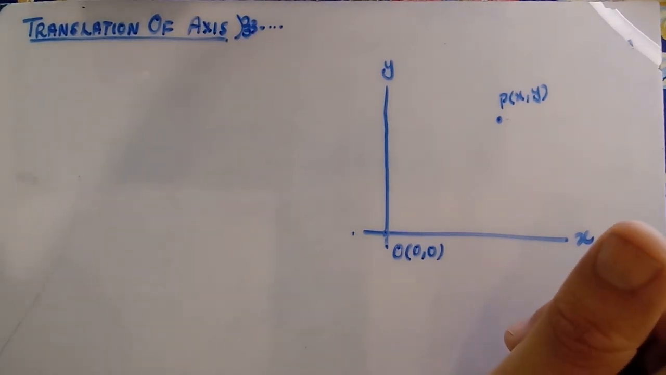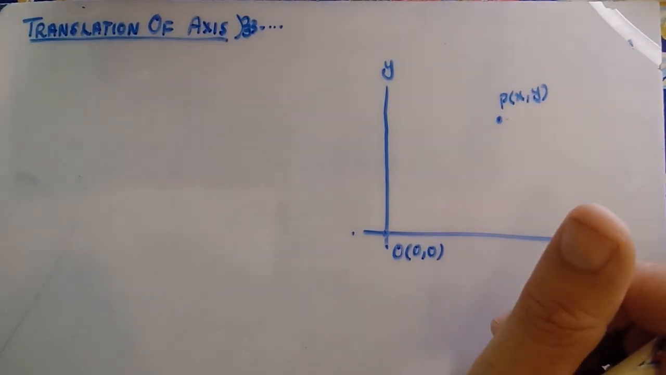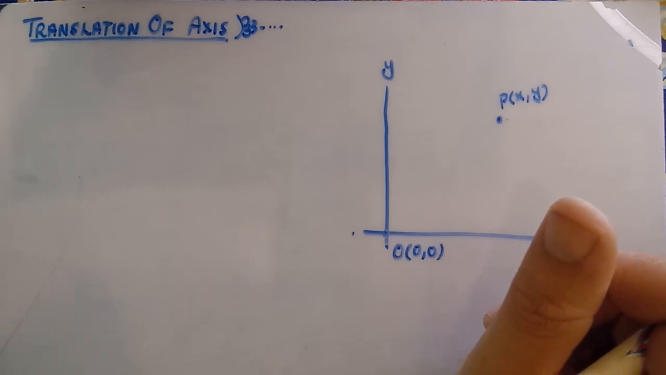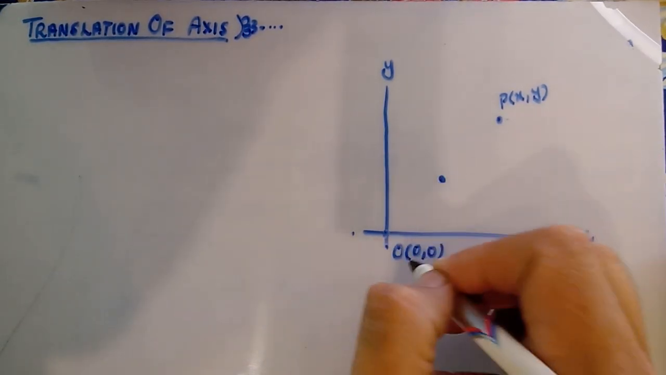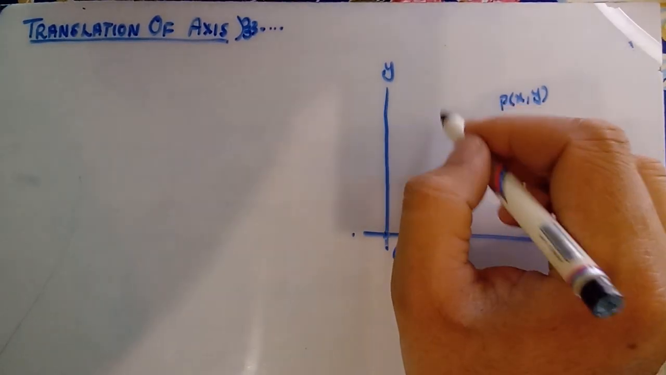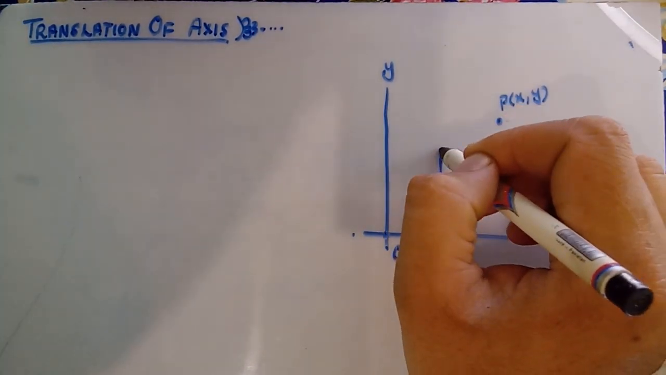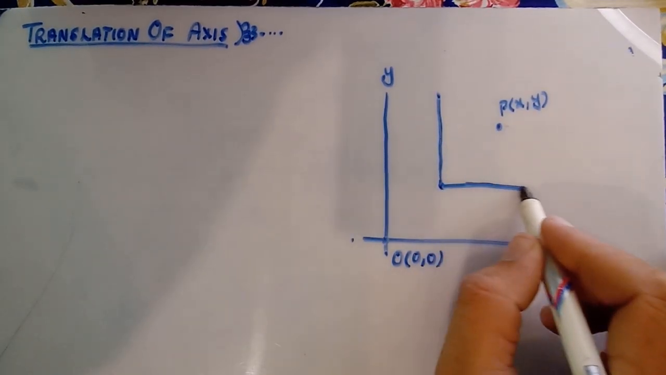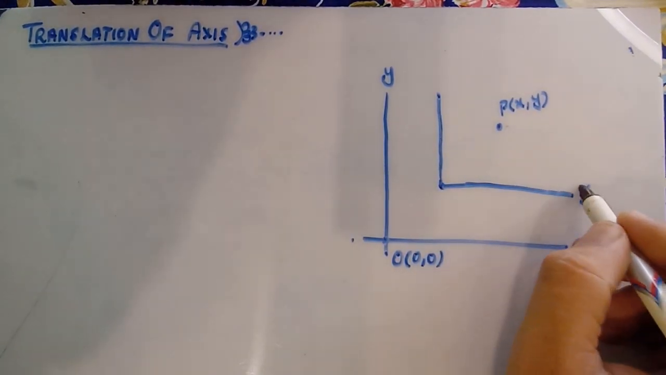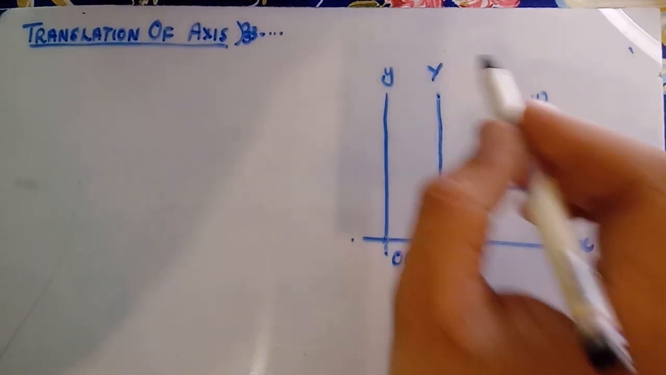Now let's suppose (h, k) is the new origin. Let's suppose we shifted the origin from O to here, and the new axes will be parallel to the old axes. Let's suppose the new axes here are these. This is the new x-axis and this is the new y-axis.